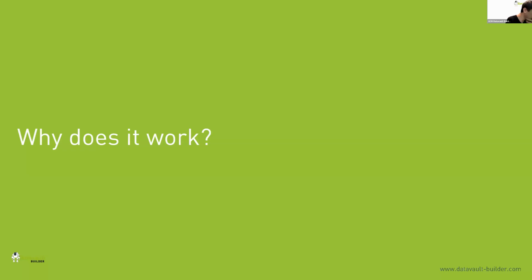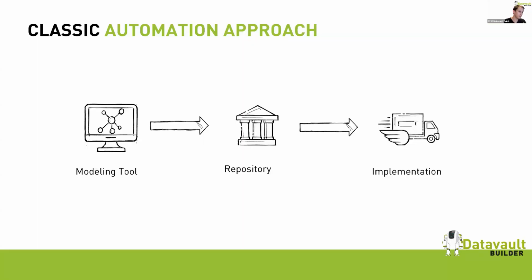So the question is, again, why does it work? Why did it work with just spinning up this environment? And the key here, I mentioned this previously, is again, that Datavault Builder is stateless. So in a classical modeling approach, we do work against the metadata repository, and from there we generate the implementation. So meaning there's a certain kind of disconnect between the current representation in our metadata repository and the actual implementation, which is on the database.